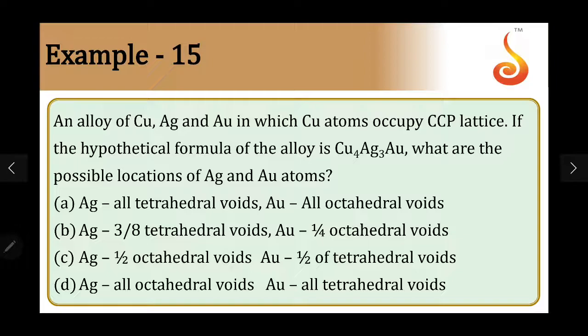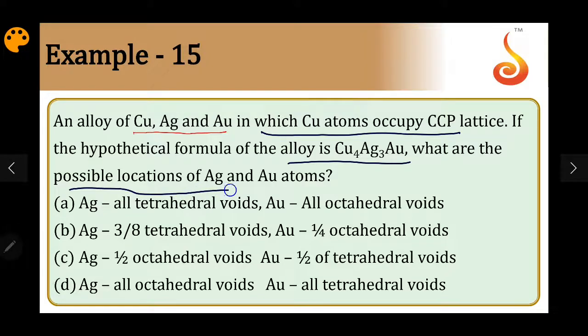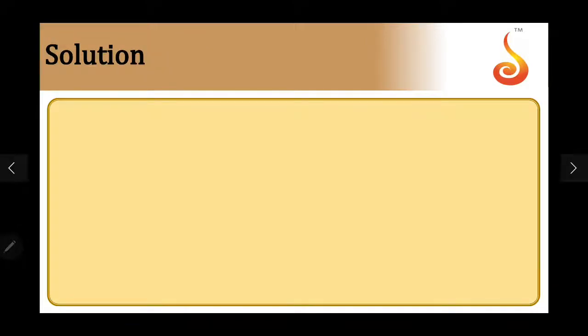Example 15. An alloy of copper, silver and gold in which copper forms CCP, and if the hypothetical formula is Cu4Ag3Au, what are the possible locations of Ag and Au? So copper is forming CCP. The formula has 3 and 1 for silver and gold. So we'll go to the solution. So I have Cu, Ag, Au as 4, 3, 1.